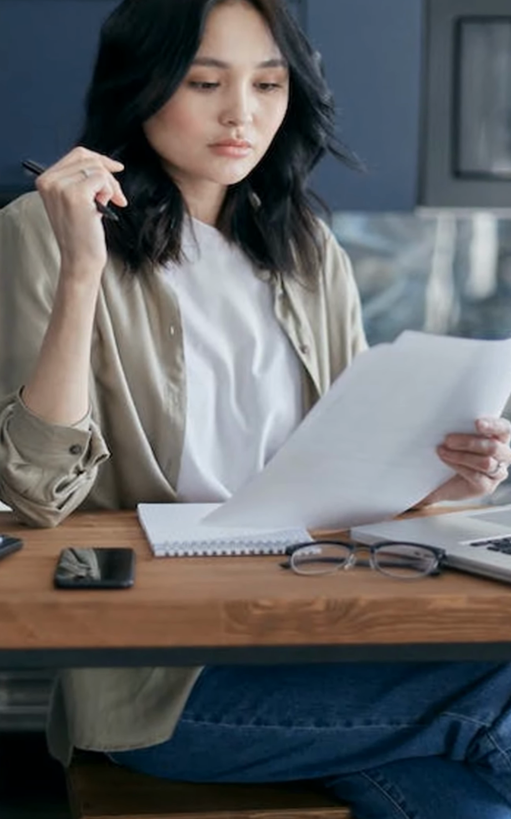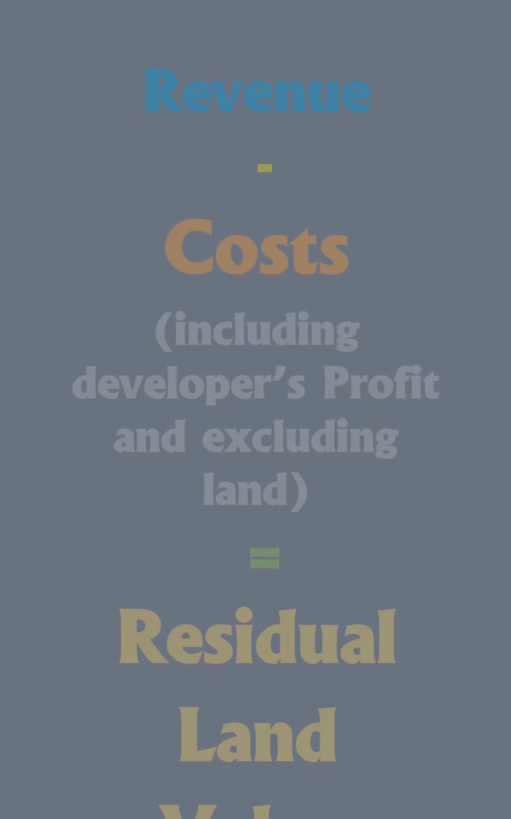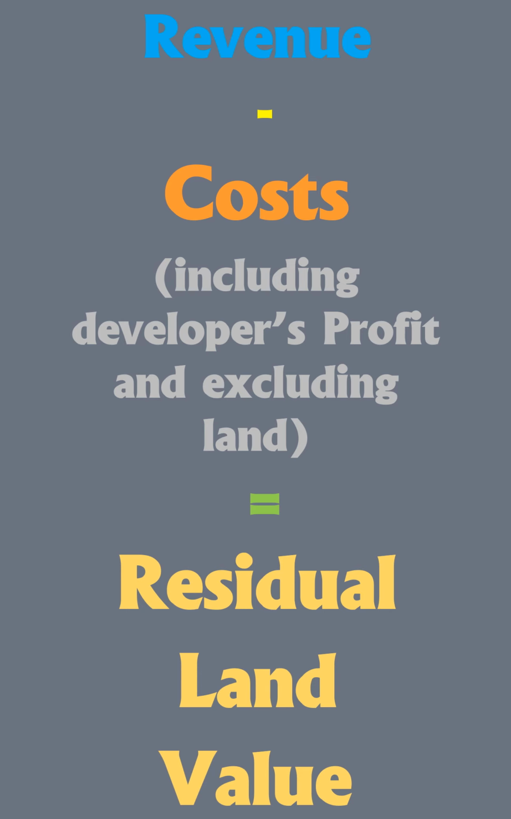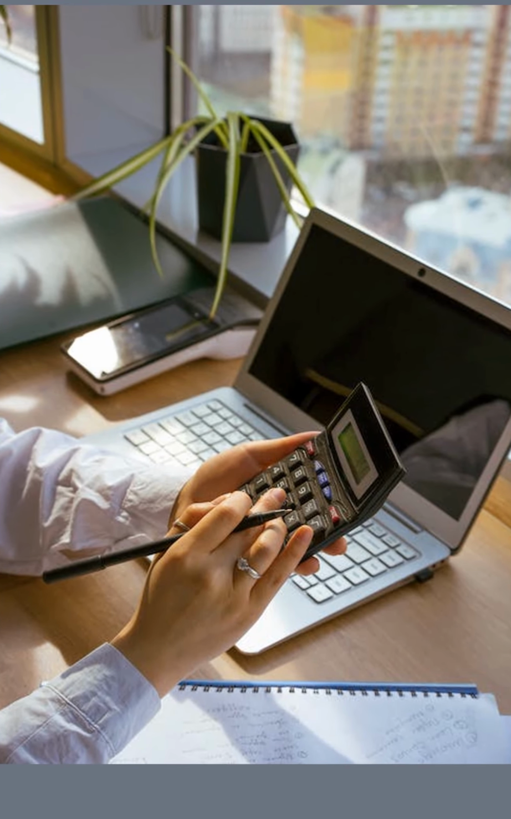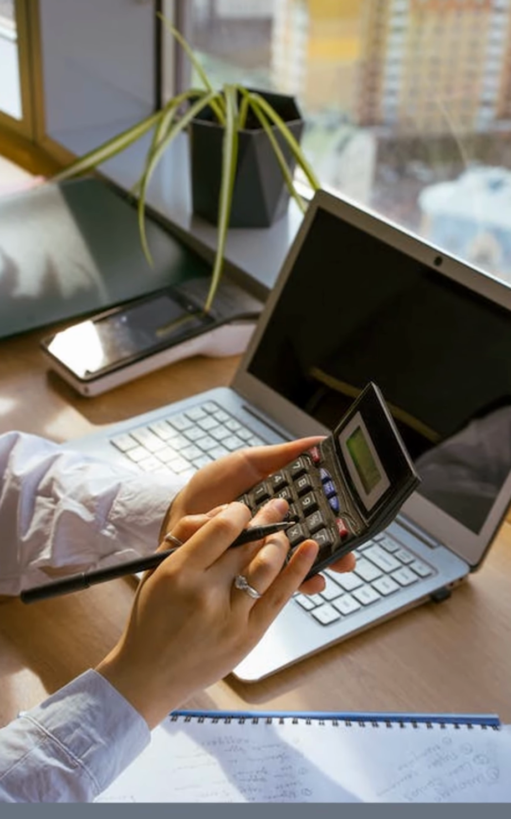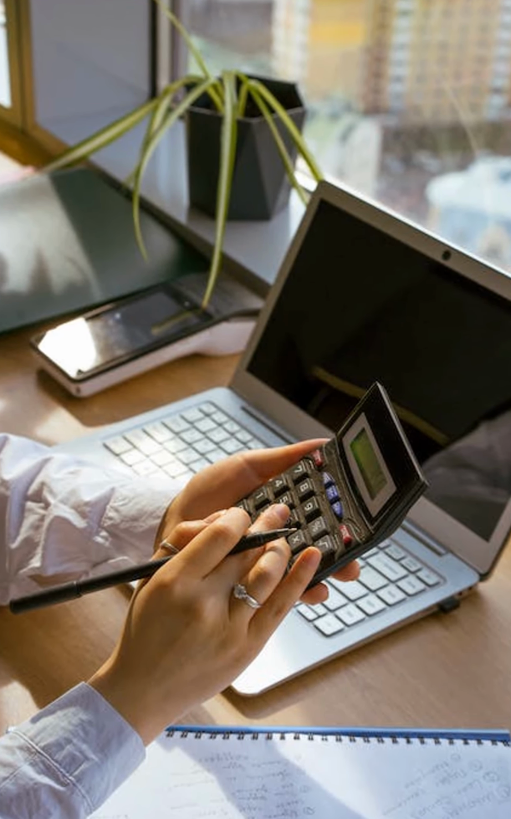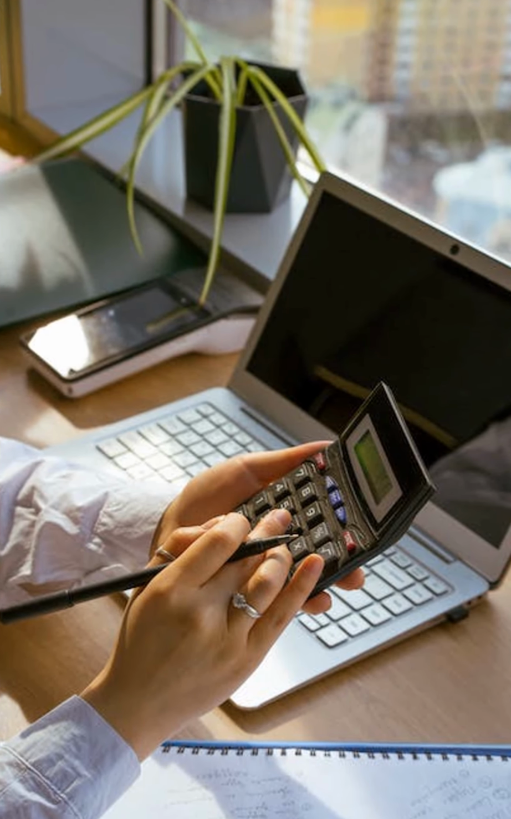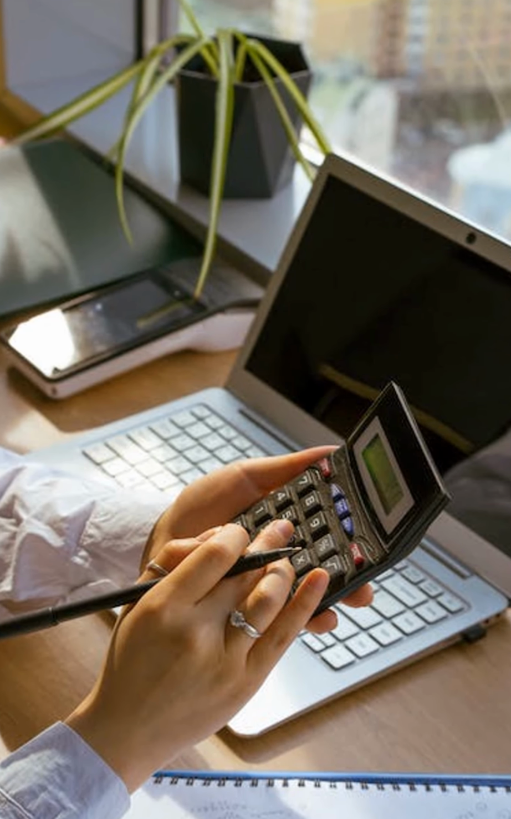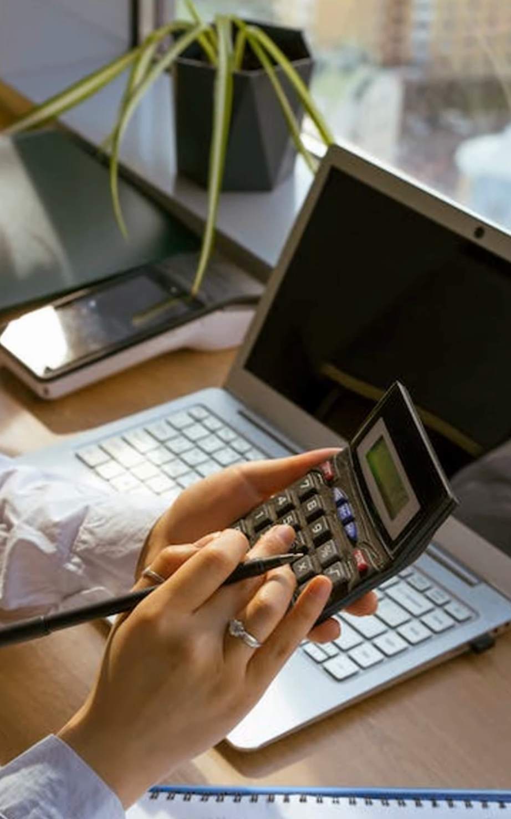However, the residual method of valuation calculates the value of the land by taking the developed value and subtracting the price of developing it. Revenue minus costs, including developer's margin and excluding land, is equal to residual land value. The expected revenue is based on projected sales values from the completed development project. All the projected costs of the development, excluding land, are added to the required developer's margin. This combined figure is subtracted from projected revenue to provide an estimated value of the undeveloped land, referred to as the residual land value.